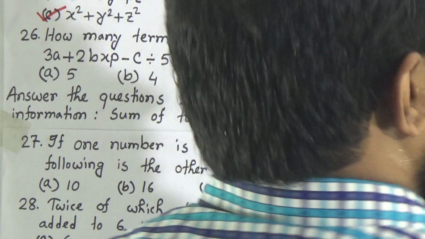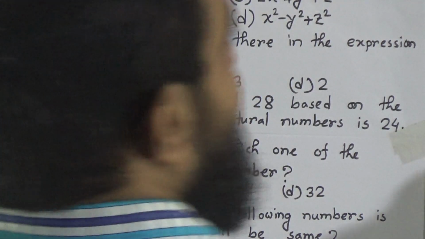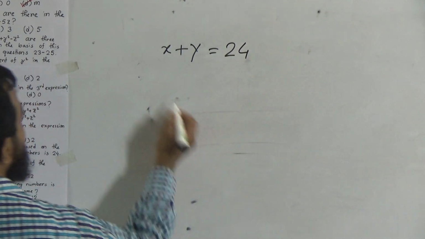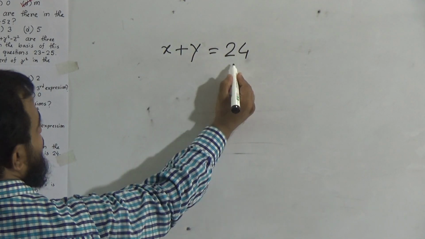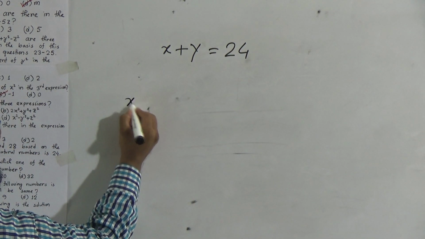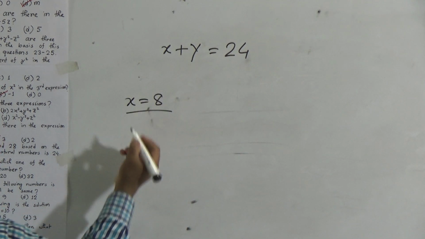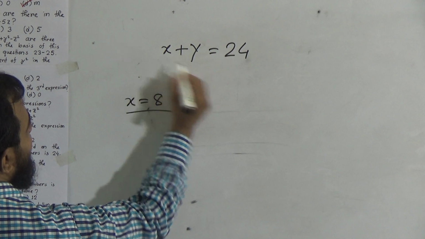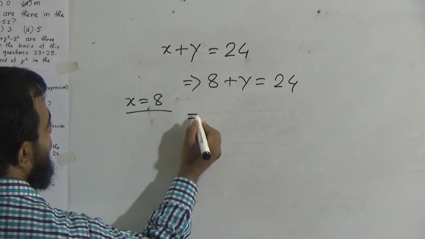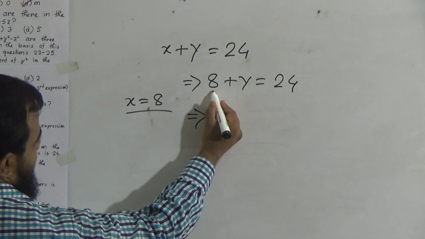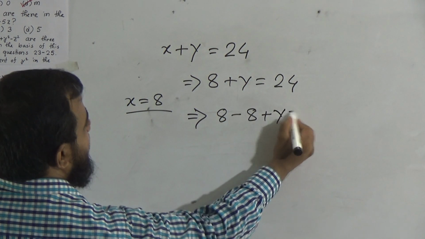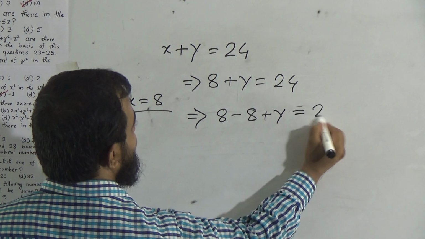Suppose x and y are the 2 numbers, x plus y equals 24. It says that the sum of the 2 numbers is 24. So x plus y equals 24, and one number is given. So let x equal 8. This is given. So find out the value of y. Put the value x equals 8, so 8 plus y equals 24. To find out the value of y, we have to omit 8. To omit this 8, we have to subtract 8 on both sides. That is equal to 24 minus 8.